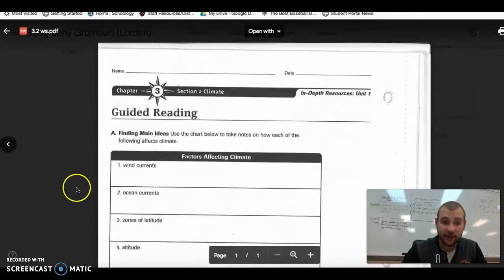But that's it, guys. Good luck working on this. And then obviously we'll be moving on to some extreme weather as our next thing. So we're going to look at tornadoes and typhoons moving forward here.